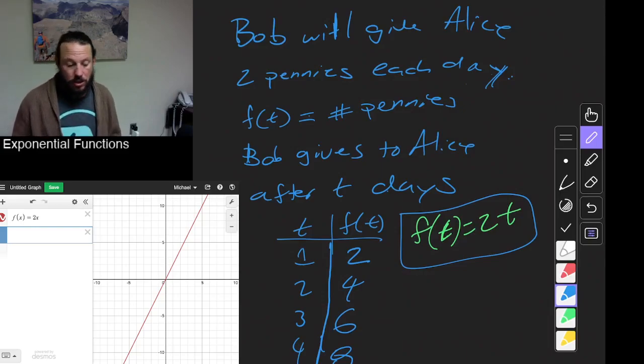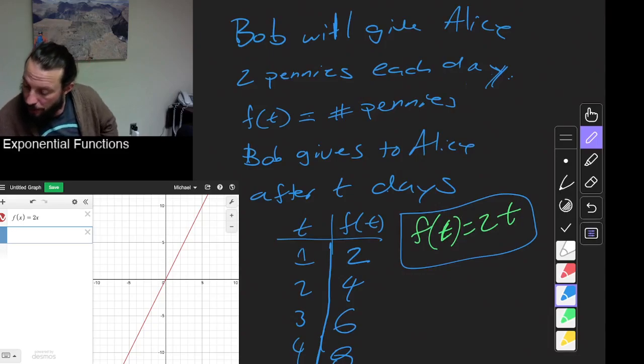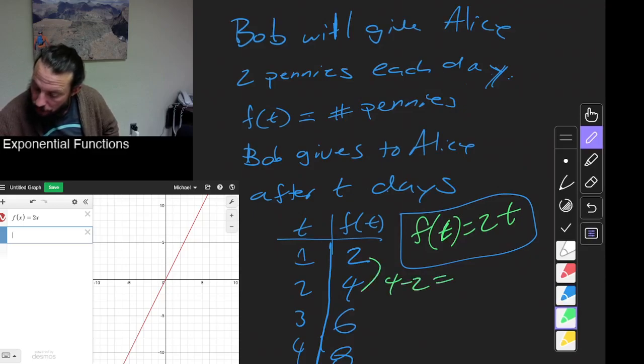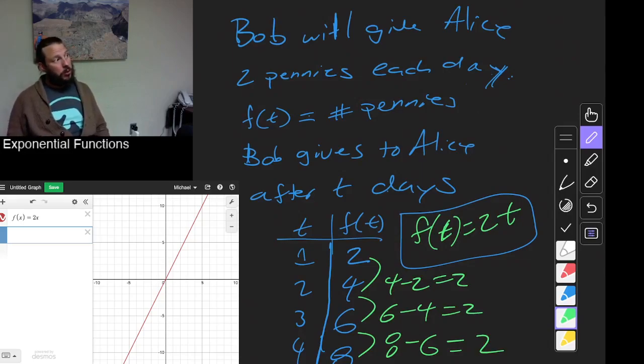It's a constant rate of change of 2. No matter where you go, when you go from x to x plus 1, the function increases by 2. We can see that here: 4 minus 2 equals 2, 6 minus 4 equals 2, and 8 minus 6 equals 2. It remains constant no matter where we are, and that constant is the difference between the two. In some sense, I would say that linear functions are additive.